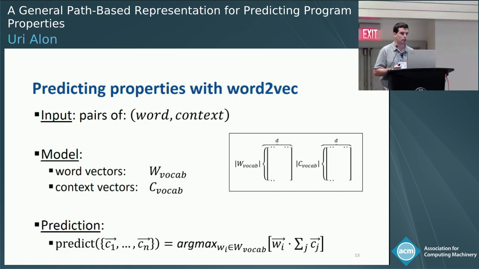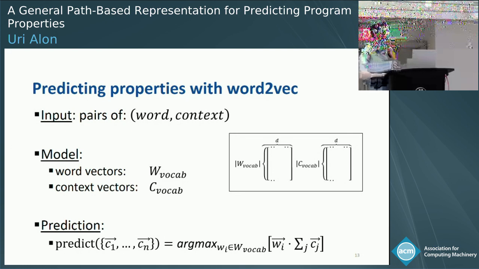As for training with word2vec, we used a variant of word2vec that takes as input pairs of words in context. It's up to us how to define the context, which I will explain about shortly. The model trains and produces a set of word vectors and a set of context vectors for every word in context that it observed during training.